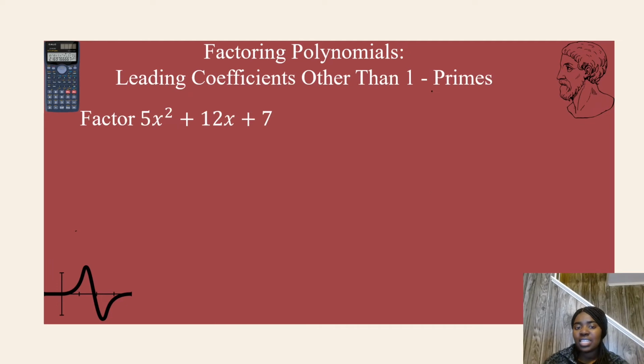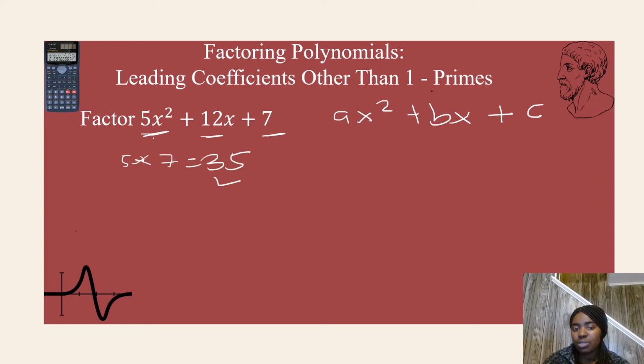Okay, so here's an example for us. Again, we're comparing this to the form ax squared plus bx plus c. So our c here is our constant 7, a is our 5, and then b is our 12. Remember, we're going to find two factors, but they have to be factors of a times c. So a times c here, 5 times 7, is 35. So we have to find the factors of 35, okay?